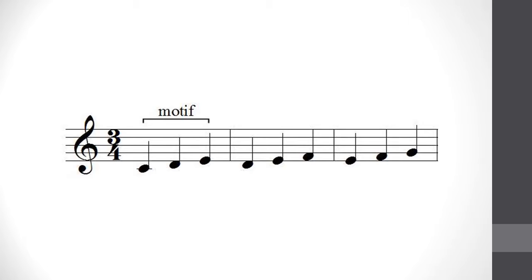The melodic motif is the 3-note pattern moving up by thirds. The first measure states the motif, C, D, E. The second measure restates the motif with all the pitches a second higher than the first statement, D, E, F. And the last measure restates the motif with all the pitches a second higher than the previous statement, E, F, G.